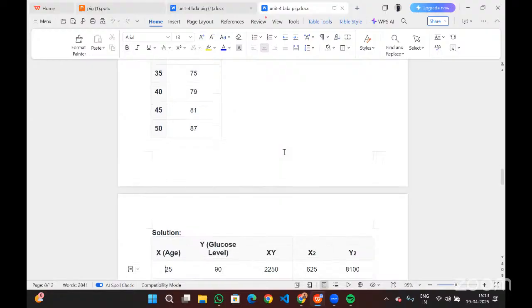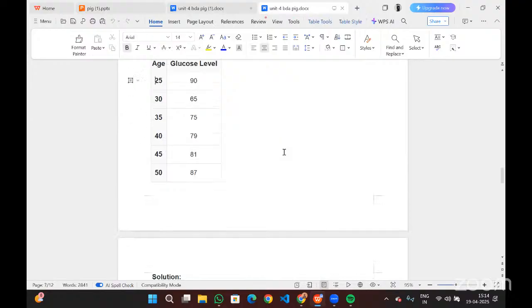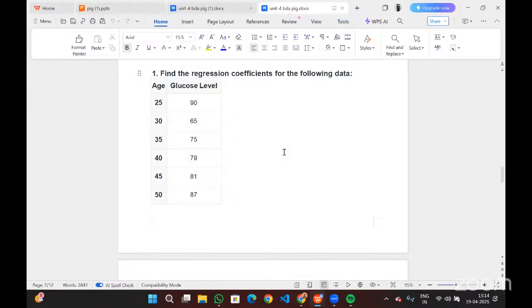Now take down this formula. You have to find xy, x square and y square values for all these values. Here age is x, glucose level is y. In the table, find out x square, y square and xy values for every row. Faster, all of you.